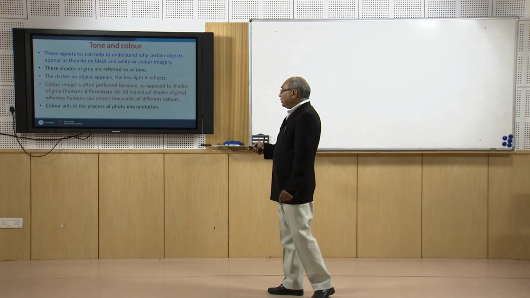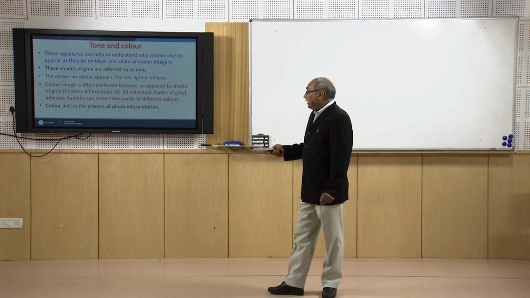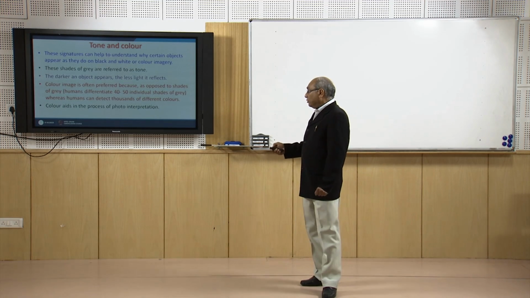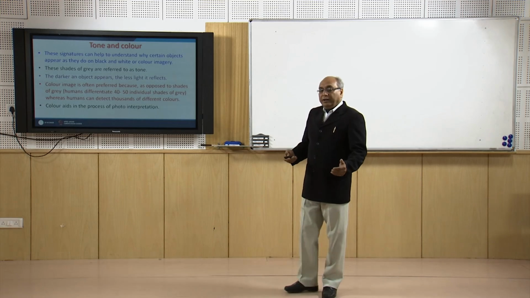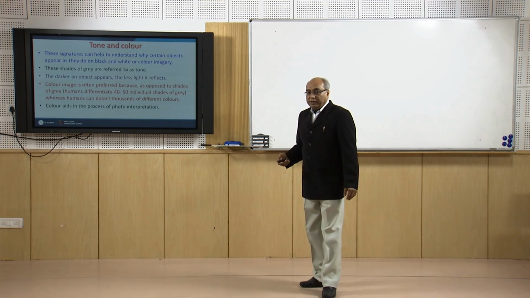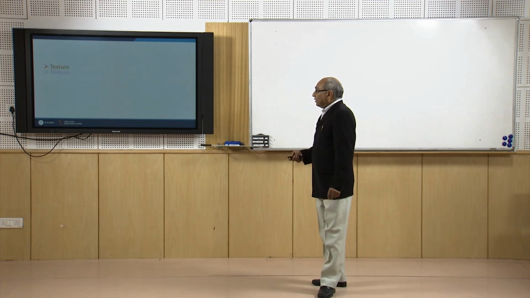Color aids the process of photo interpretation. It makes photo interpretation much easier as compared to grey images. That is why we always create a color composite, even if it might be a false color composite, but it is a great help while making interpretations.